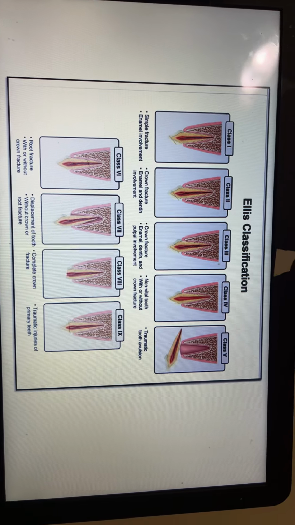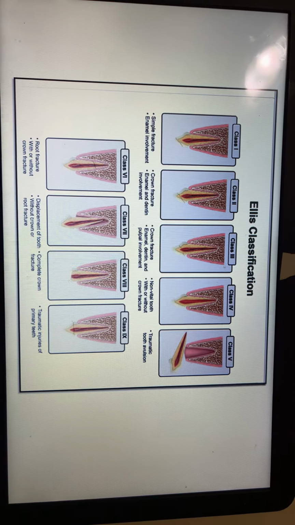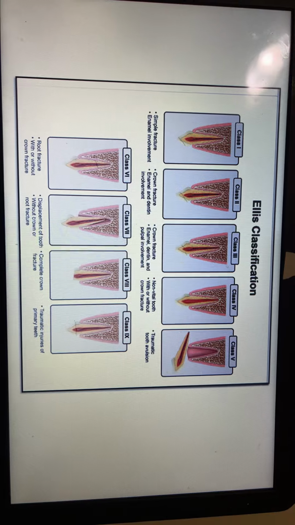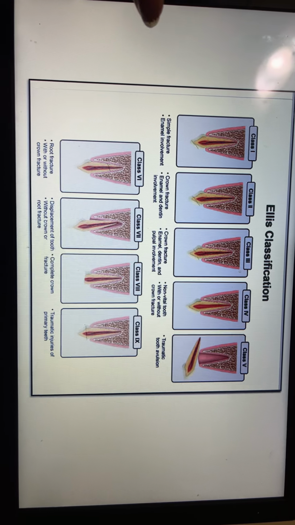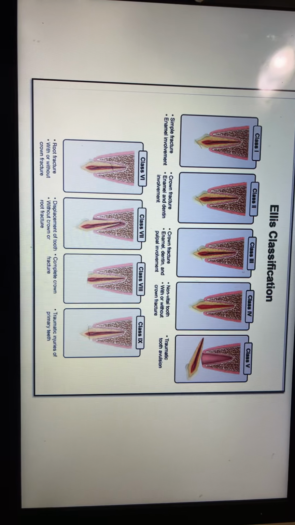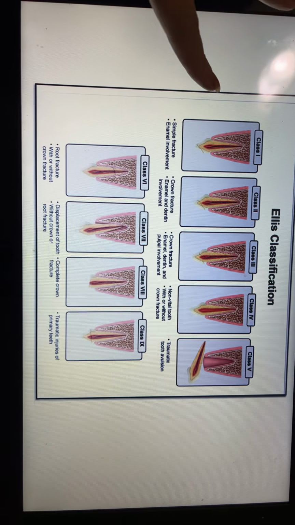Hello everyone. So, a very important classification, that is Ellis classification, tested in the ADAT exam or AFK or INBD. The classification is divided into 9 classes. So let's start with class 1.